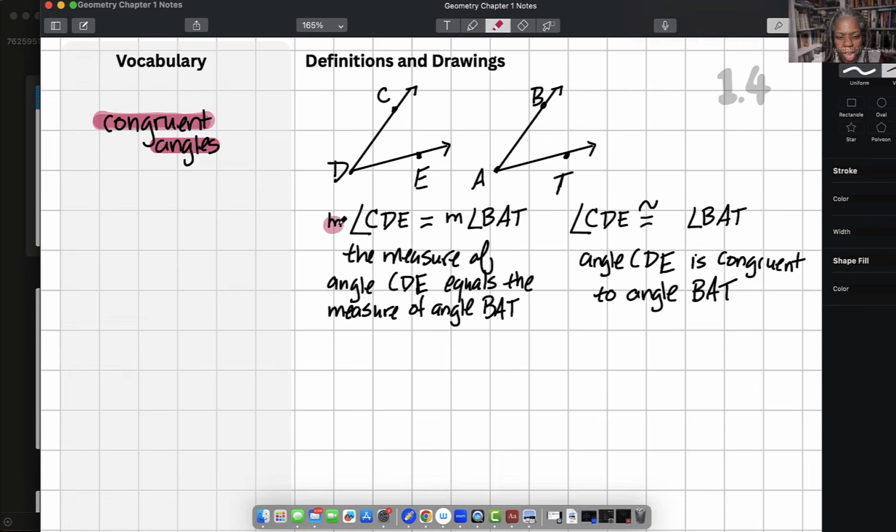So again, when we have two congruent angles, we start off with angles that have the same measure, and if they have the same measure, then we can say that those two angles are indeed congruent.